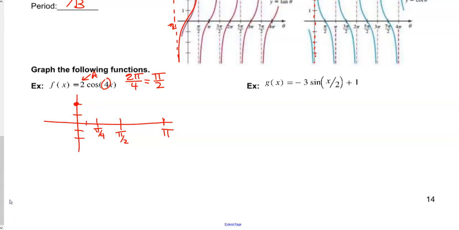And this part right here, half of 1/4 is an 8, so this is going to be pi over 8. This is 2 pi over 8. This would be 3 pi over 8. And this is my 4 pi over 8, okay? So that would be my in-betweens.